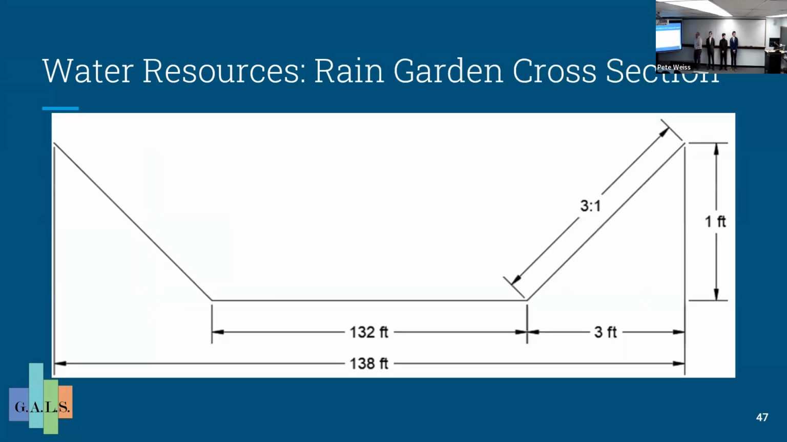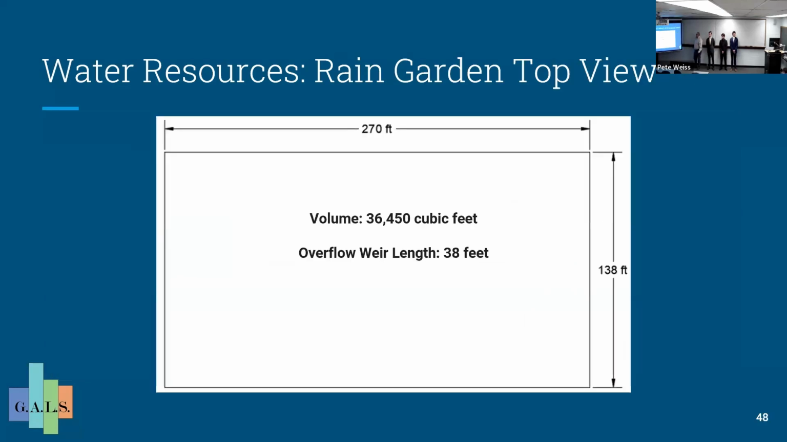Here's a cross section for my rain garden. It's a foot deep, with 3 to 1 side slopes, and 138 feet wide on the cross section. Rain garden top view, it's going to be 270 feet by 138 feet, with a total volume of 36,450 cubic feet. And the overflow weir length for the rain garden is 38 feet.